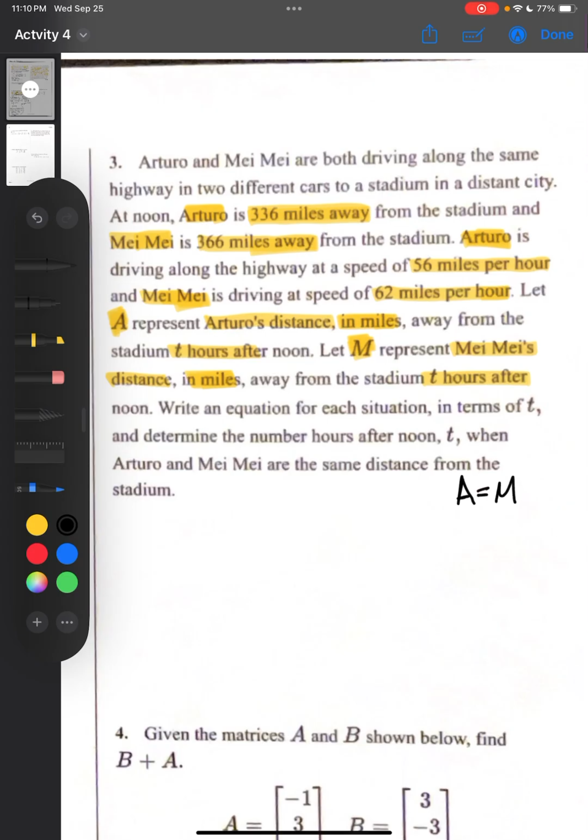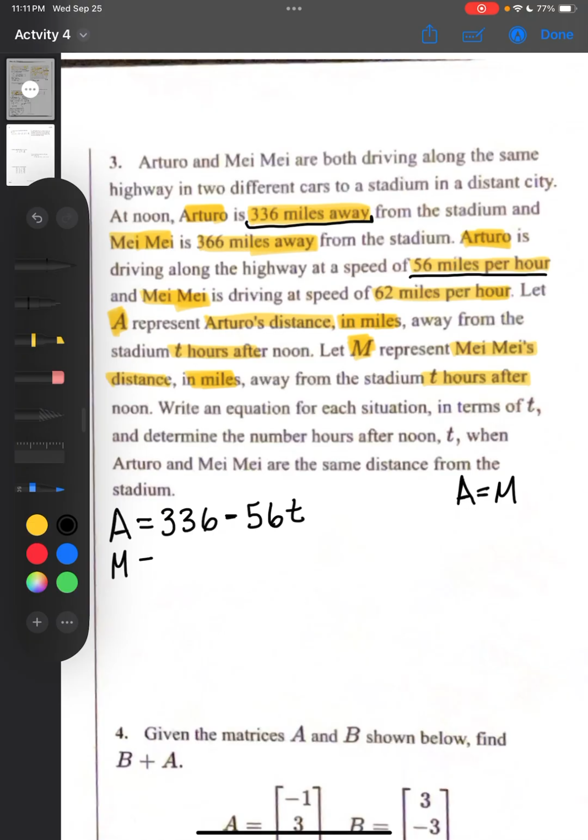Now, what do those actually represent? So A is supposed to be Arturo's distance from the stadium. Now, he started at 336 miles away. So at the beginning, he is 336 miles away. However, he is traveling at 56 miles per hour. So every hour, he is getting 56 miles closer to the stadium, which means this number, 336, is getting smaller by 56 every hour.